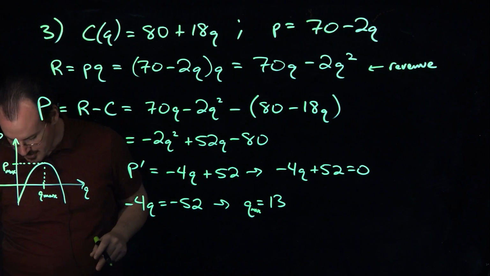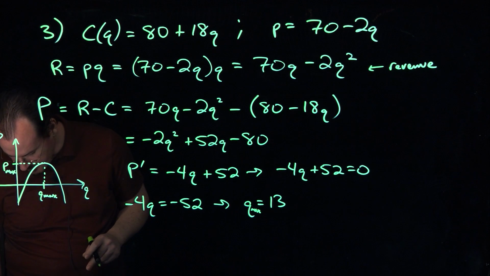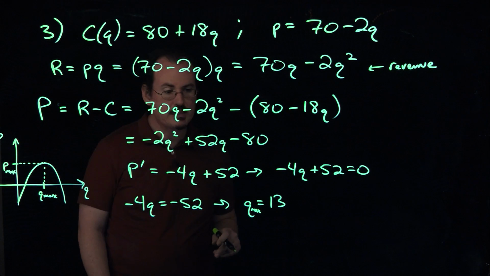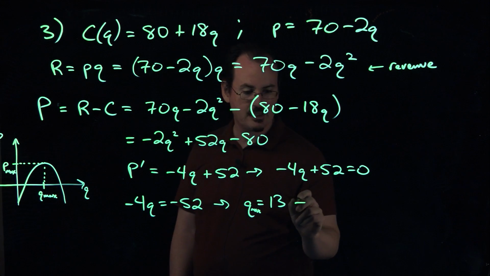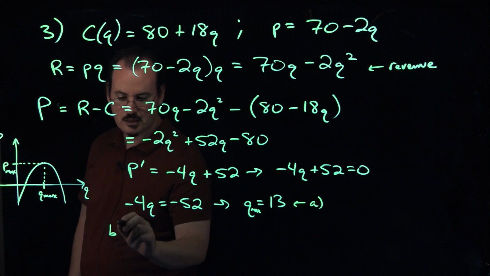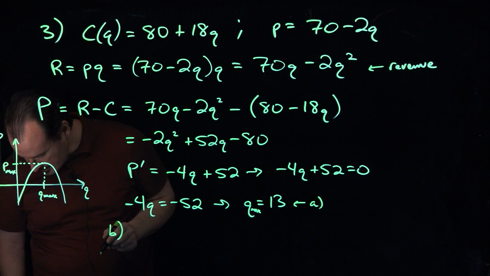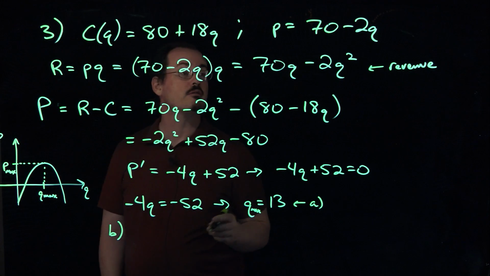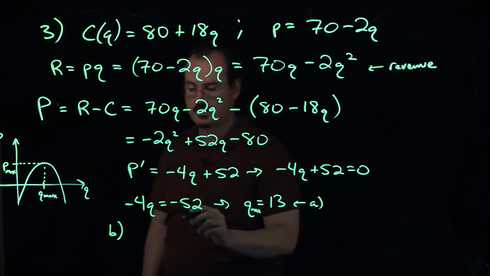So in this particular problem, the way they word it is part A, we want to find the number of units that produces maximum profit. So this answers part A. And then for part B, that's asking what is the price that will maximize profit? Well, we can find that by plugging that into here.